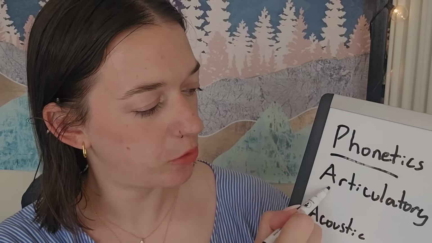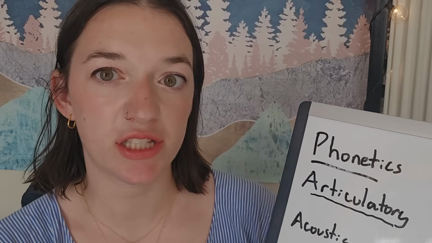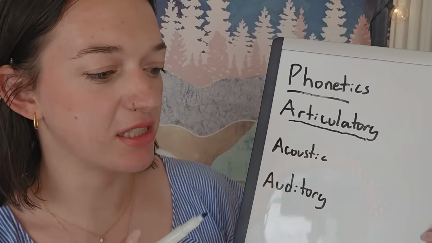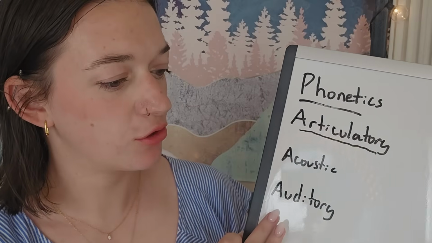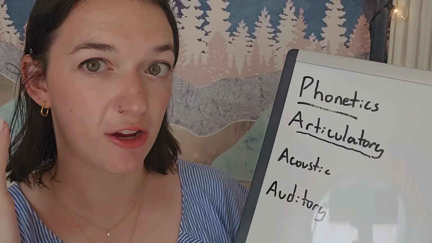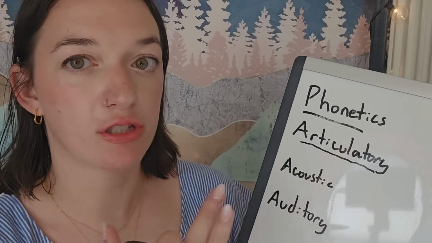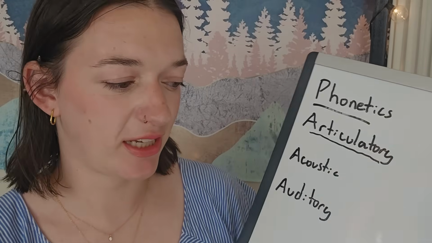There are 3 branches of phonetics. They are articulatory, acoustic, and auditory. Articulatory is what we'll be talking about today. This is how speech sounds are produced. Acoustic is the physical properties of speech sounds that are produced by articulation. And auditory is how sounds are perceived in the ear. But today we'll be talking about how speech sounds are produced, or that is to say, articulated.